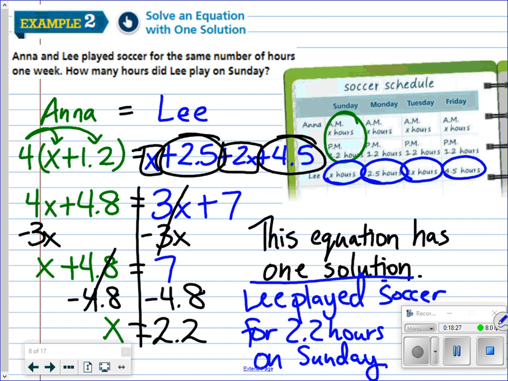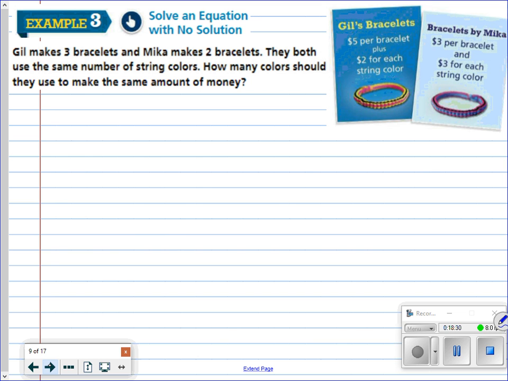All right. Example 3. You're fine. All right, Gil makes 3 bracelets and Mika makes 2 bracelets. They both use the same number of string colors. How many colors should they use to make the same amount of money? All right, so we have Gil is going to be equal to Mika because it says they have the same number of string colors.